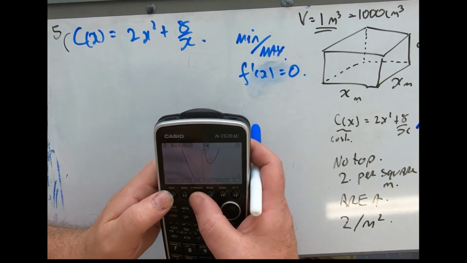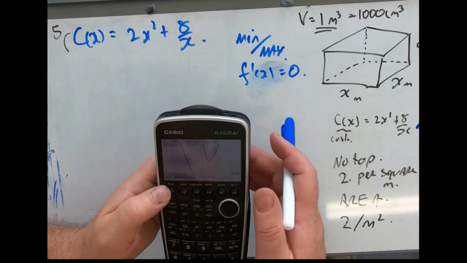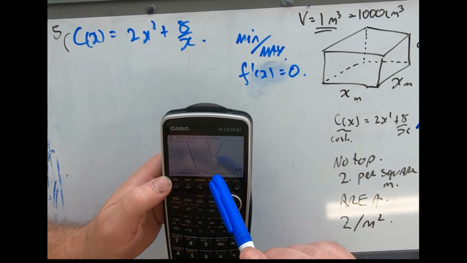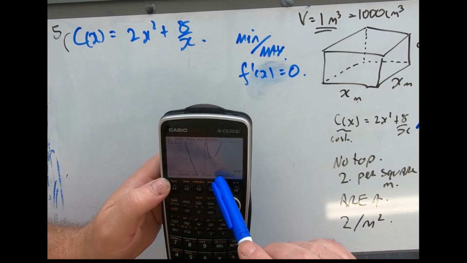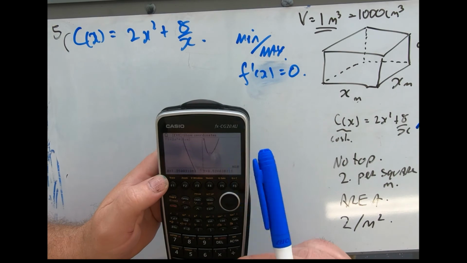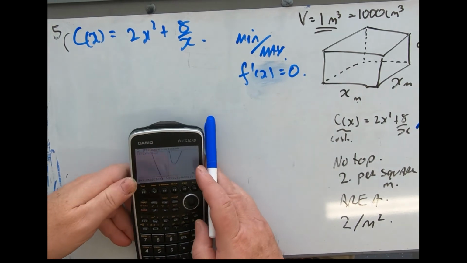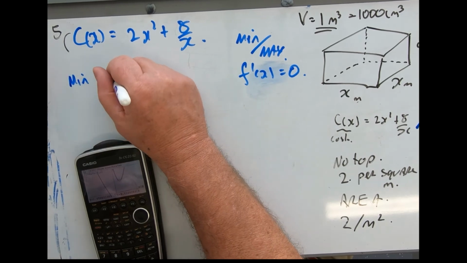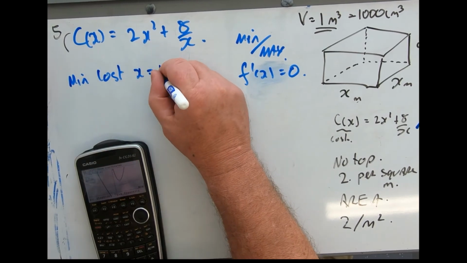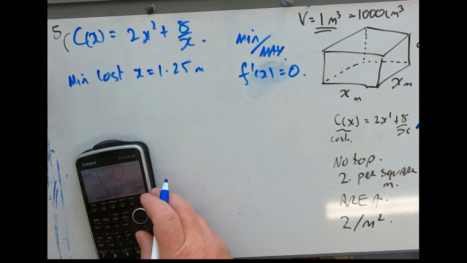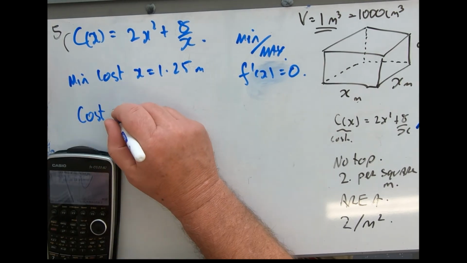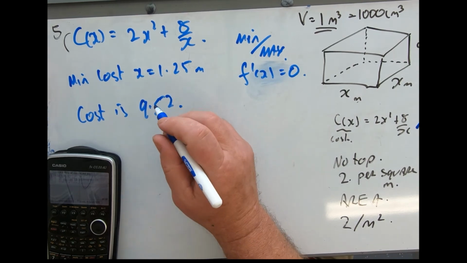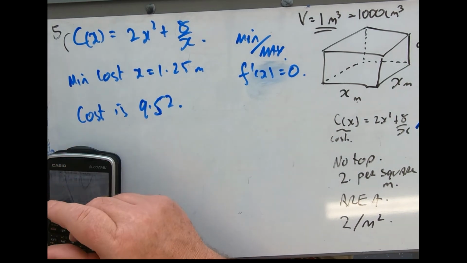G-solve, it is a minimum. So the minimum cost is $9.52 when x has a value of 1.26 meters. So the min cost, x equals 1.26 meters, min cost is 9.52.